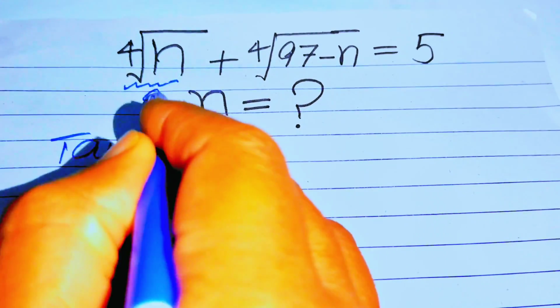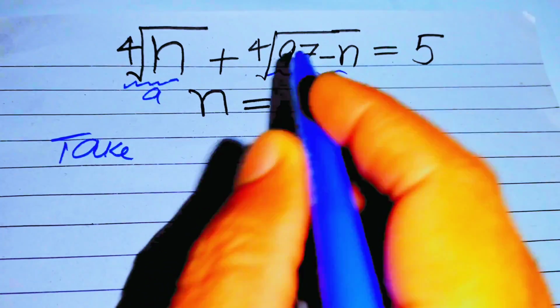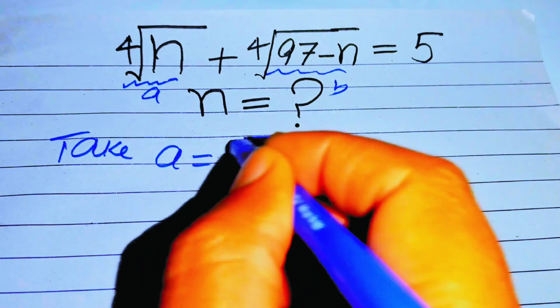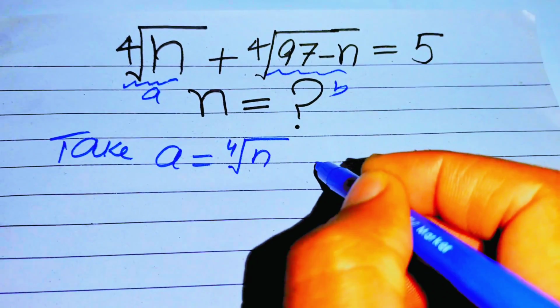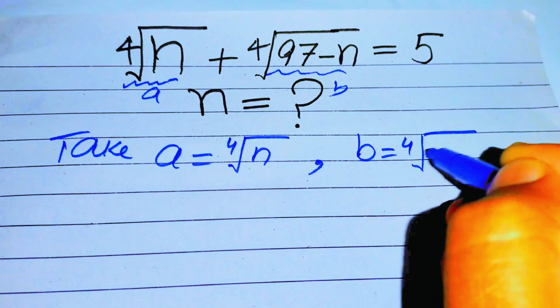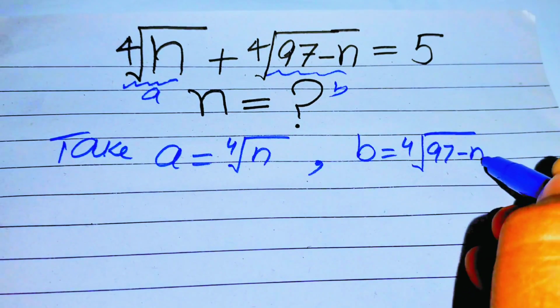So the very first thing we are going to do is take this term equals a and this term equals b, and we write it as a equals the fourth root of n, and we take b equals the fourth root of 97 minus n.